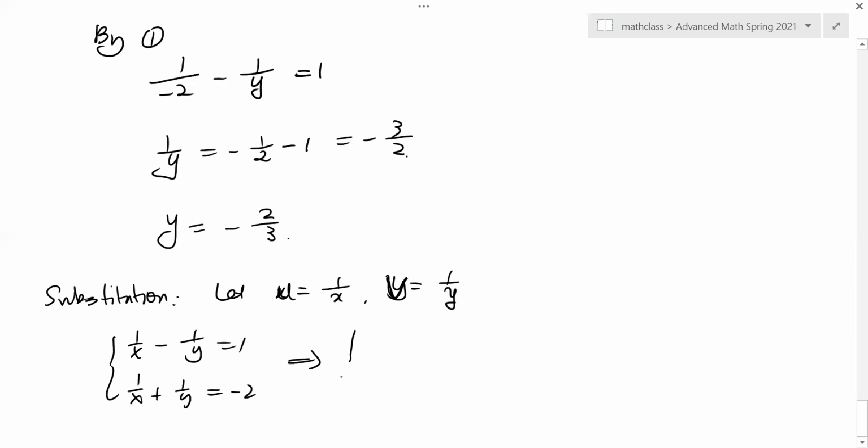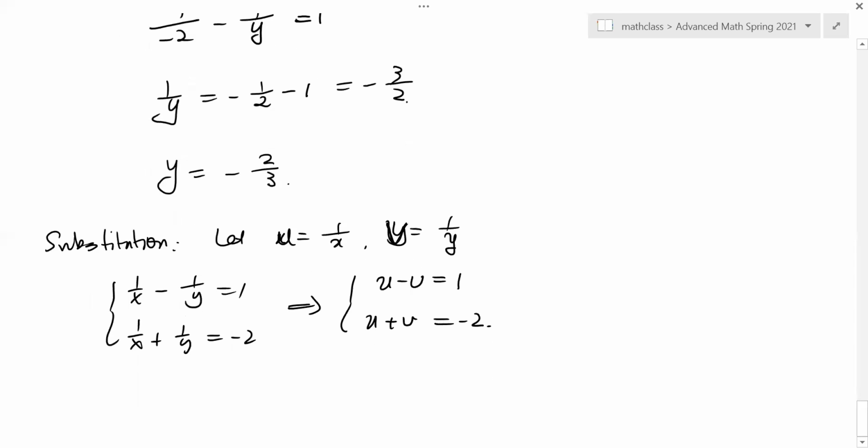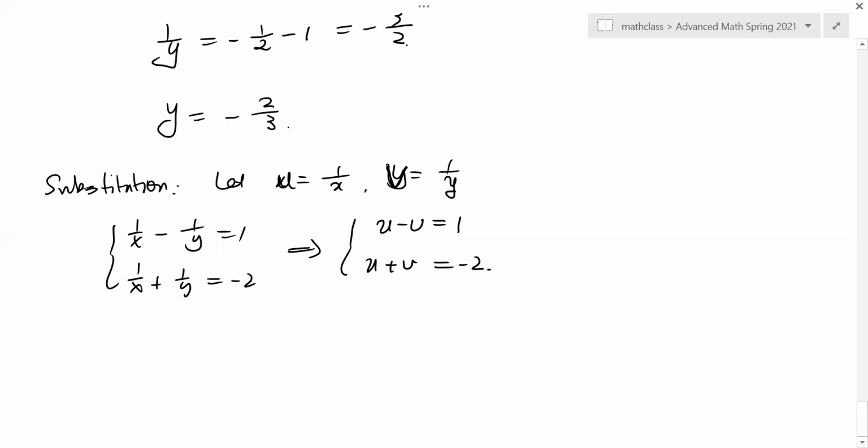Those two equations change it to a linear equation. So then it's much easier to work with, because those two are linear equations in u and v. Then you find the u and find the v. Once you find u and v, you can find x and y.